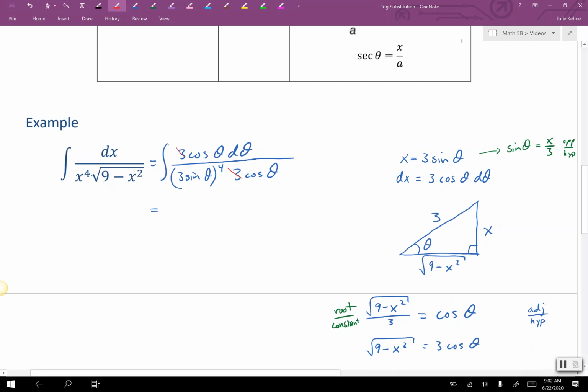These 3's can cancel, and the cosines can cancel. And so I have just d theta left on the top. And on the bottom, 3 to the 4th is 81. I'm going to go ahead and pull that outside of the integral. So 1 over 81 ends up outside. And then I have sine of theta to the 4th power in there.